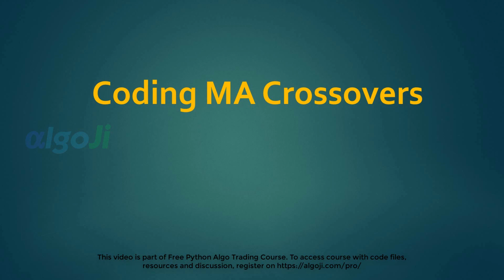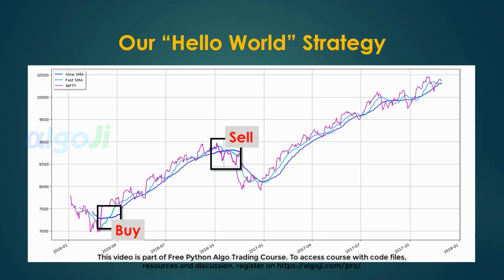Coding moving average crossovers. We will now move ahead with some simple technical studies on price data. A moving average is one of the simplest studies. This lecture paves the way to developing our first Hello World strategy using moving average crossovers. We will use two moving averages, a fast moving average and a slow moving average, to analyze the data and generate buy and sell decisions.